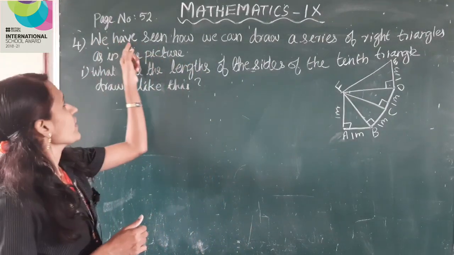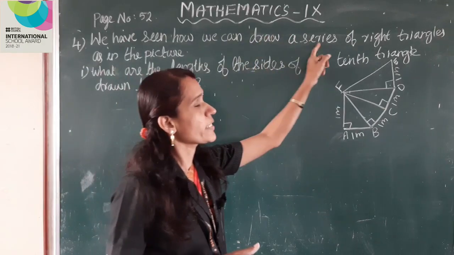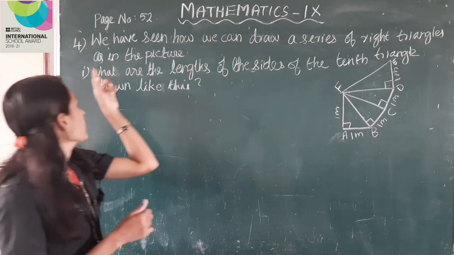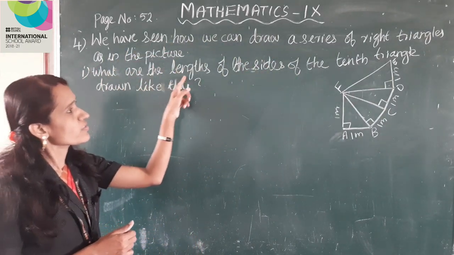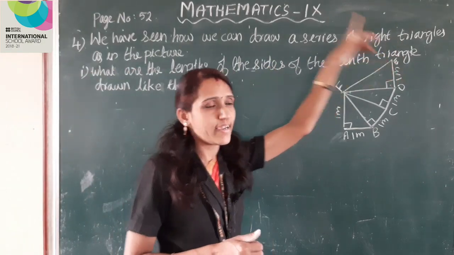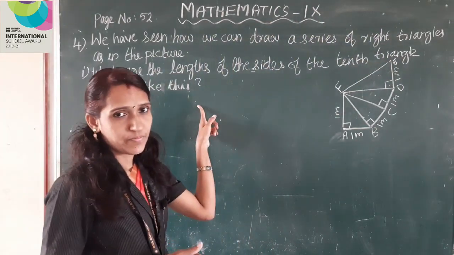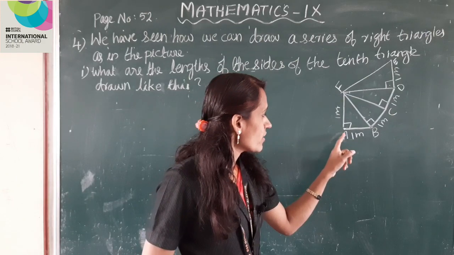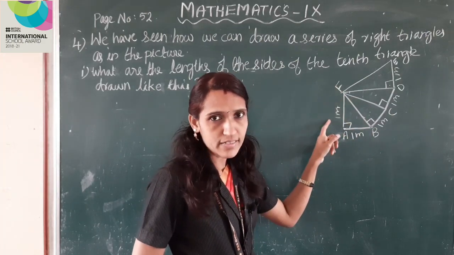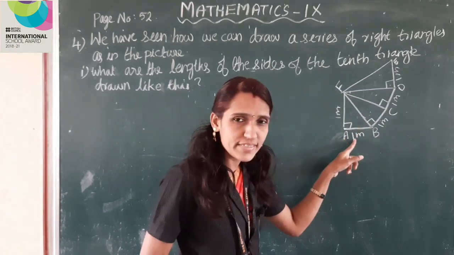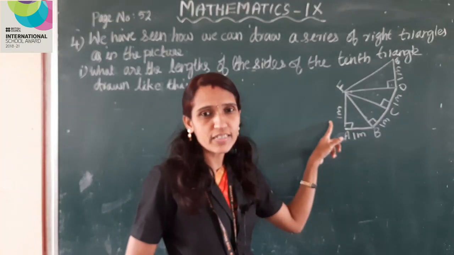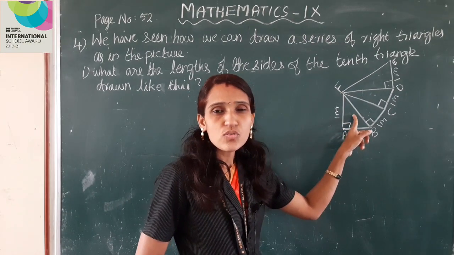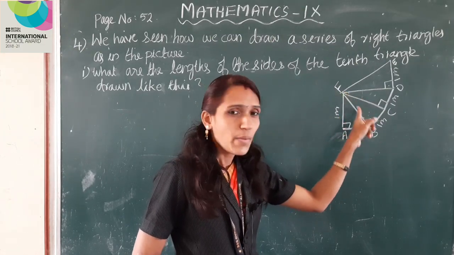Next, we have seen how we can draw a series of right triangles as in the picture. First sub question, what are the length of the sides of the 10th triangle drawn like this? This is the figure. Triangle ABF is a right triangle. Here AB is 1 meter and AF is 1 meter. BF is the hypotenuse of this right triangle. So we have to find BF.